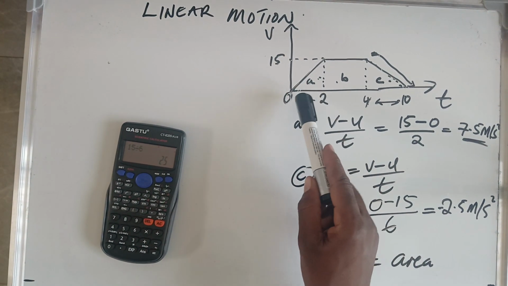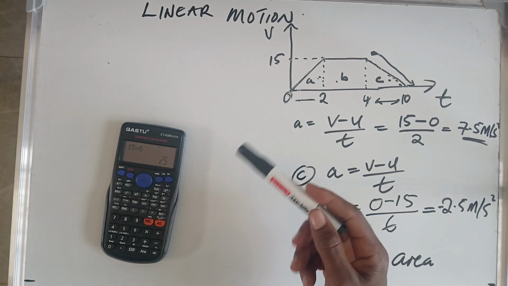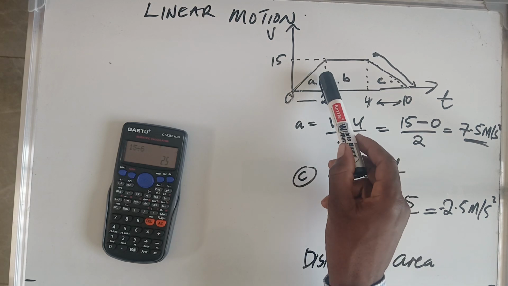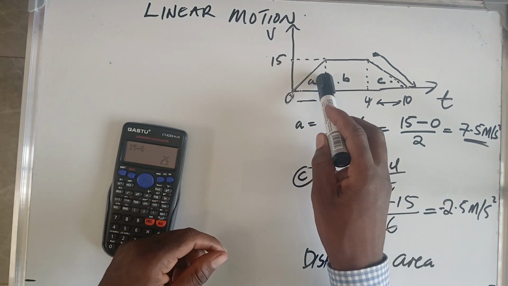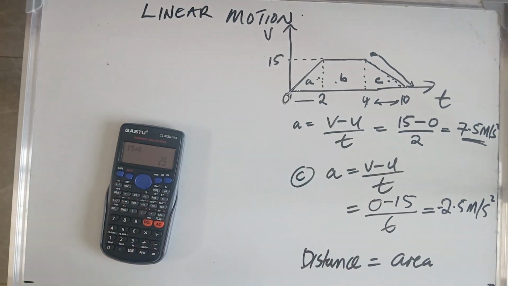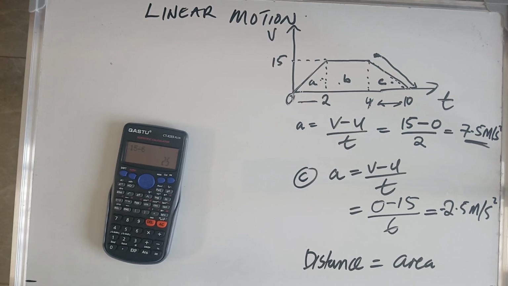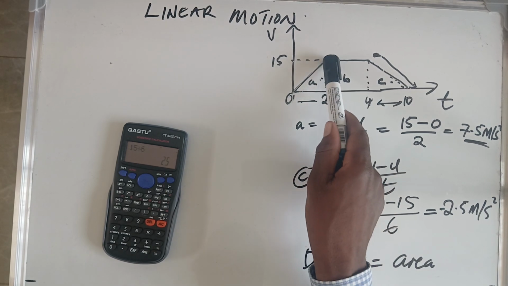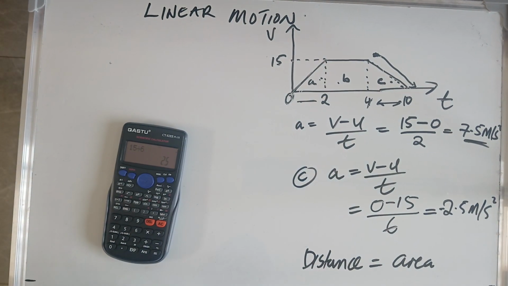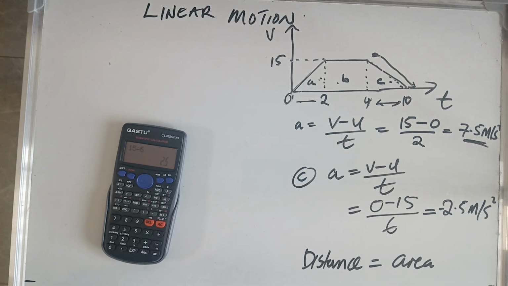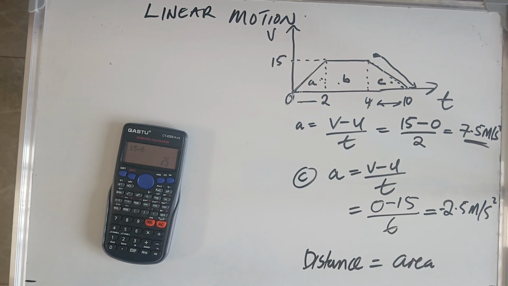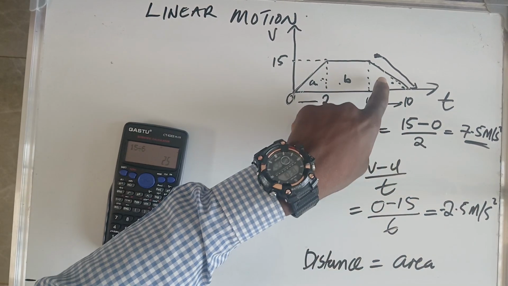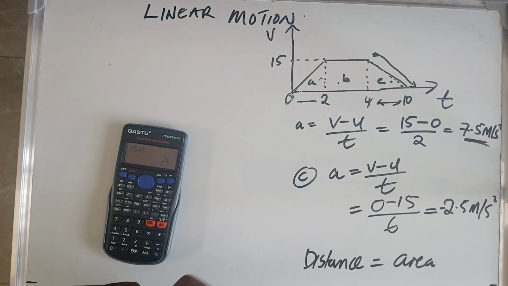If I'm asked to find the distance traveled by the car during constant acceleration, all I'm going to do is find the distance in region A, because this is where there is constant acceleration or uniform acceleration. If I am asked to find the distance covered by the car during constant velocity, I'm just going to find the area for this rectangle in between. If I am asked to find the distance traveled by the car during deceleration, I'm only going to find the area for C. So let's do that.